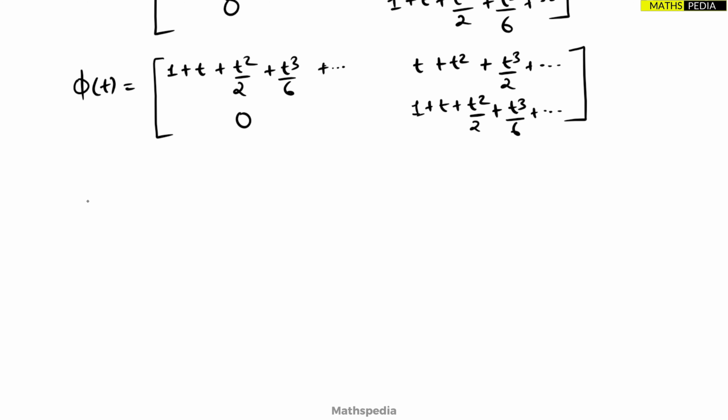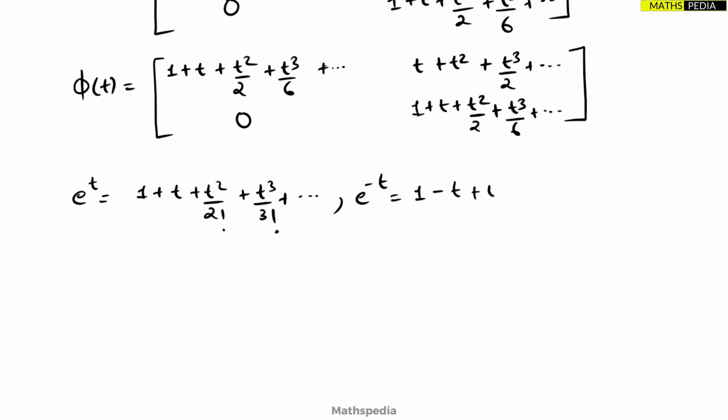I hope you remember some of the series from the first video. If not, I'll just tell you. So remember the e power t formula. It is basically 1 plus t plus t square by 2 factorial plus t cube by 3 factorial. Right? Like we are having e power at, 1 plus at plus the same thing. Instead of at, t is there. That's all. If you're writing e power minus t, it is basically just plus minus combination will come. 1 minus t plus t square by 2 factorial plus minus t cube by 3 factorial, right?